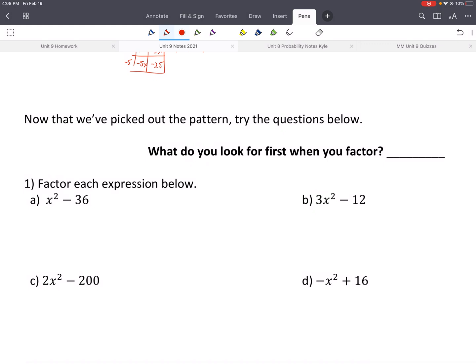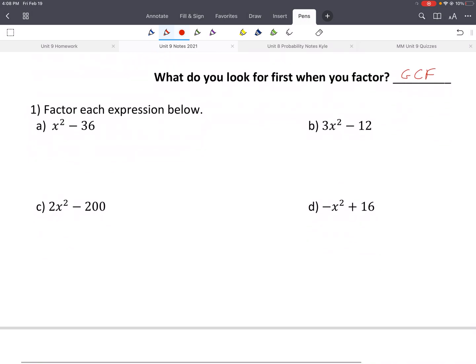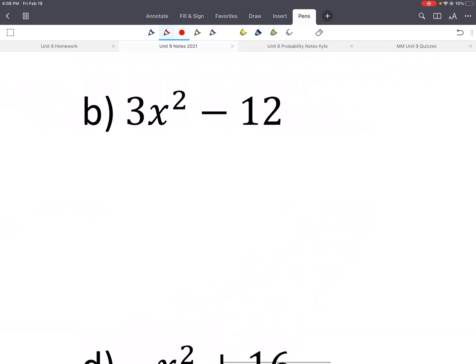What should you look for when you factor? Again, it's the greatest common factor. Here are some other examples that you could try. Some of them have greatest common factors that you need to take out first, or else it's not going to work out very well. Okay, so for example, B, what would be the greatest common factor?